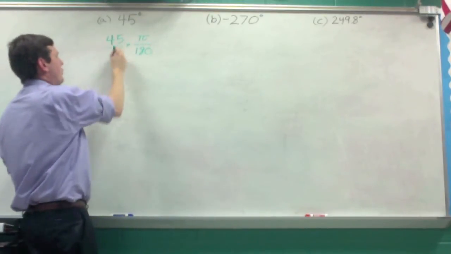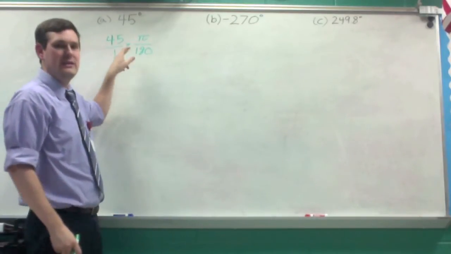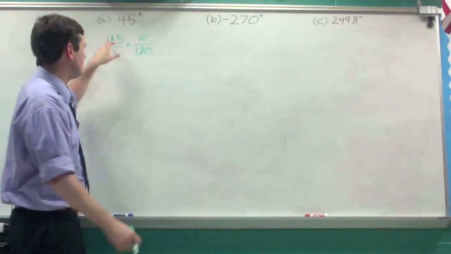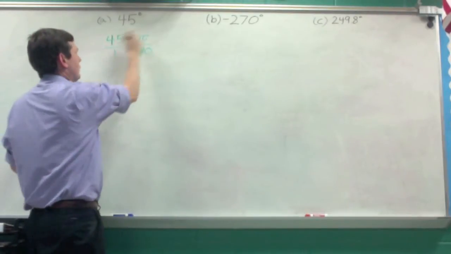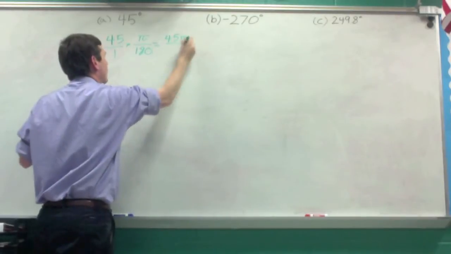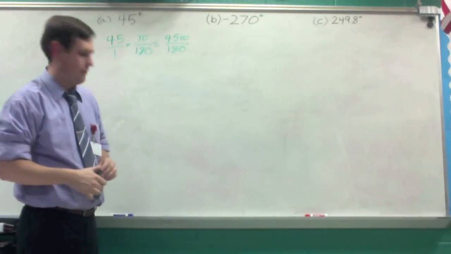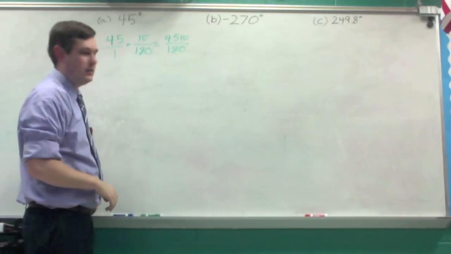Okay, and that's like 45 over 1. Remember, this is not cross multiplying, because cross multiplying means you have an equal sign in between the two. So what that gives me is 45 times pi gives me 45 pi over 180. Okay, and now I have to simplify that fraction because it's not simplified.